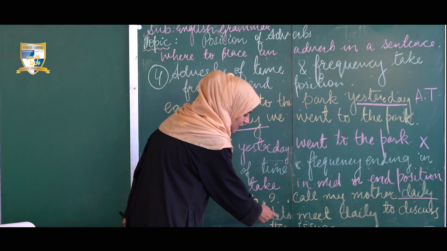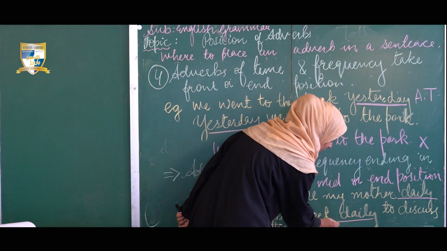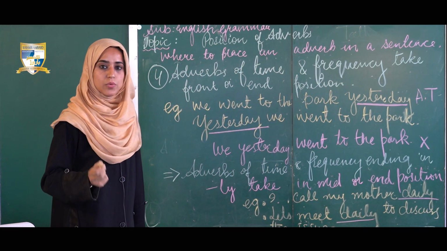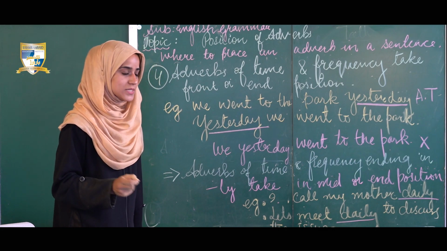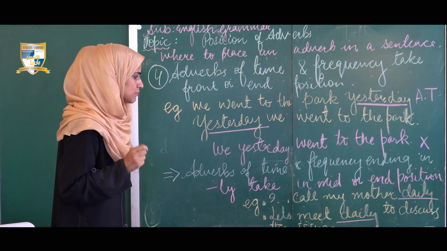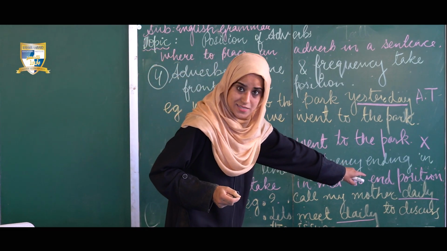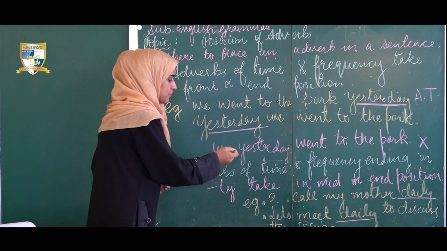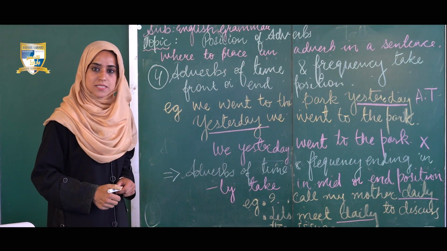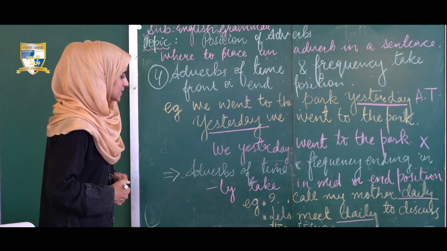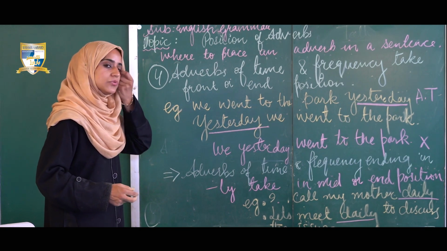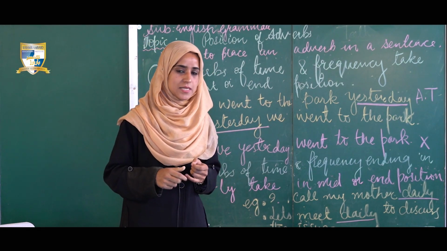For example, let's meet daily to discuss the issue. Dear students, you have seen we have the same adverb of frequency here, daily, ending in ly, but we can use it in both the ways. We can either put it at the end or at the mid position. In both the cases, the meaning of the sentence does not alter, it remains the same. So here, these are some of the examples and some of the rules of placing an adverb in a sentence.